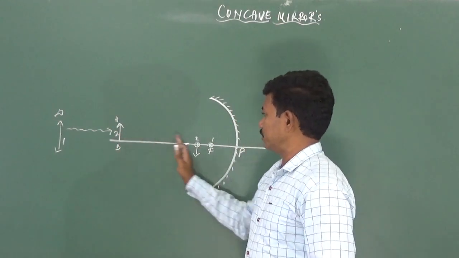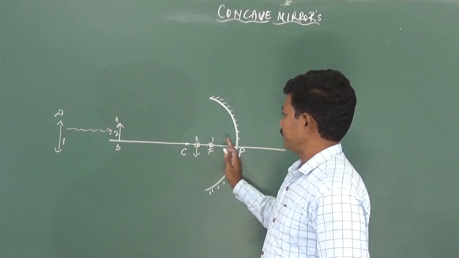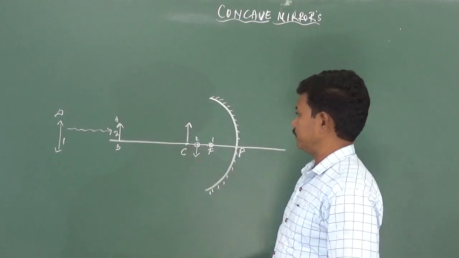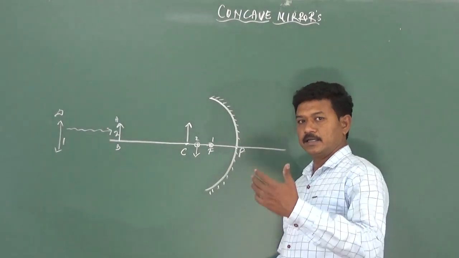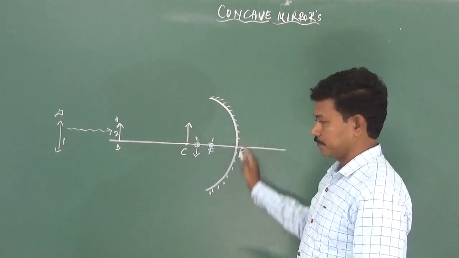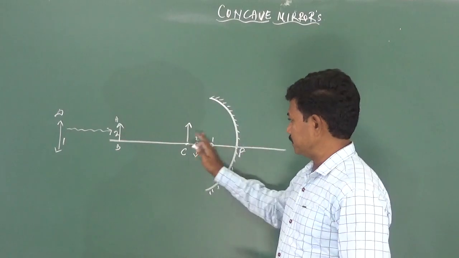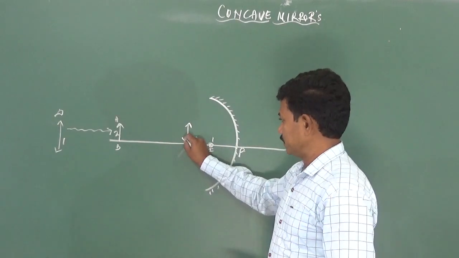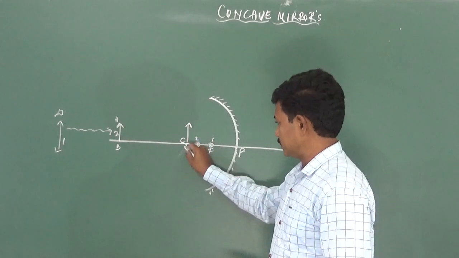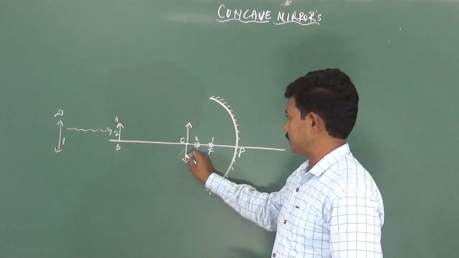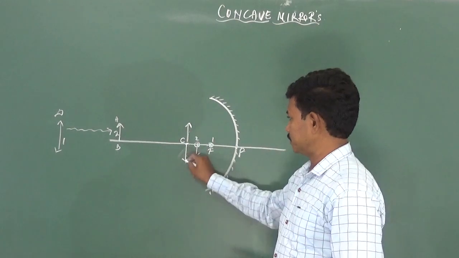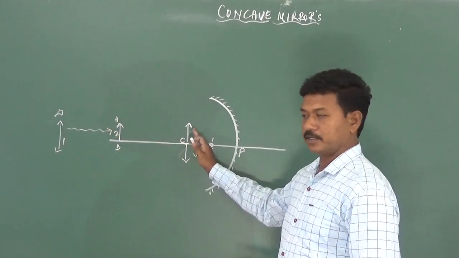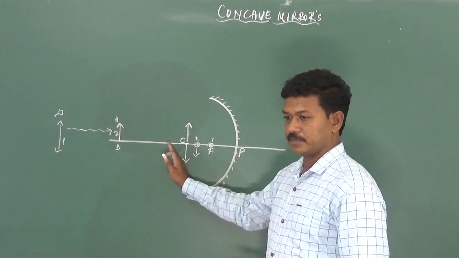When you bring the object still more towards the pole of the mirror and keep it on the center of curvature of the mirror, again the light rays coming from the object get reflected from the mirror, and they form the image at the center of curvature. At the center of curvature, the image formed will be exactly the same size as that of the object. You can see the object is coming nearer and nearer to the mirror, and the image is going far away from the mirror.